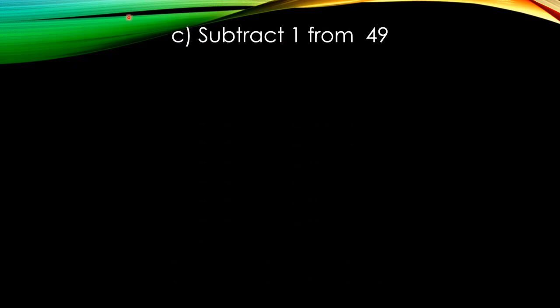Now in C part, subtract 1 from 49. So here first of all we will write places, ones and tens. Then we will write 49. And how we will write 1? Yes, under tens and ones place, that is 01. Okay. And now we have to subtract.